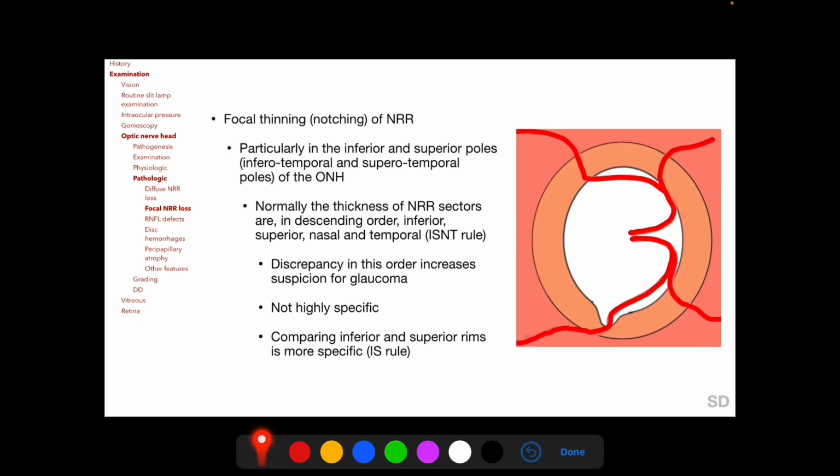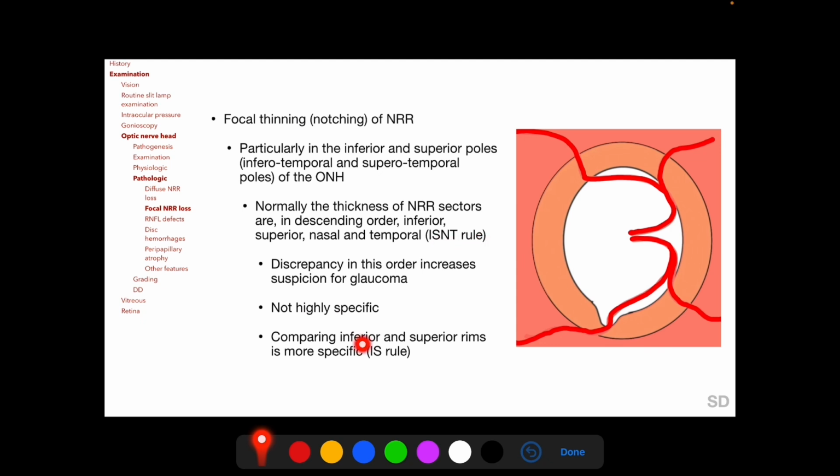In this diagram we see the thickness of the neuroretinal rim has decreased in the inferotemporal pole of the optic nerve head. Normally, the thickness of the sectors of the neuroretinal rim are in descending order: inferior, superior, nasal and temporal sectors, which is called the ISNT rule. And discrepancy in this order increases suspicion for glaucoma. But this rule is not highly specific, and physiological discs may also disobey the ISNT rule.